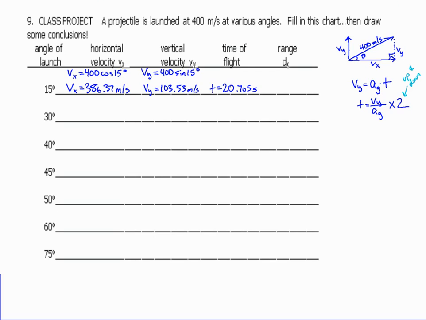We can use that one to find the range. To find the range, we are going to use horizontal distance equals horizontal velocity times the total flight time. We know Vx, we know T, we multiply them together, and we find that the range is going to be 8,000 meters.